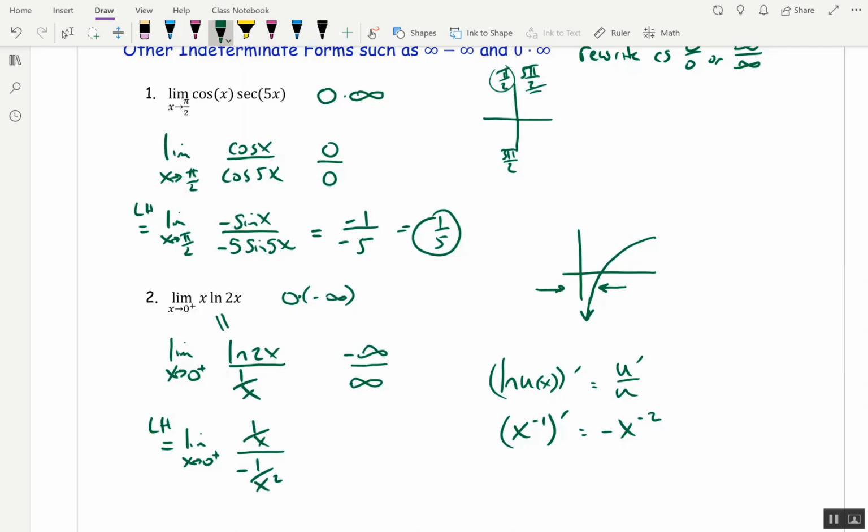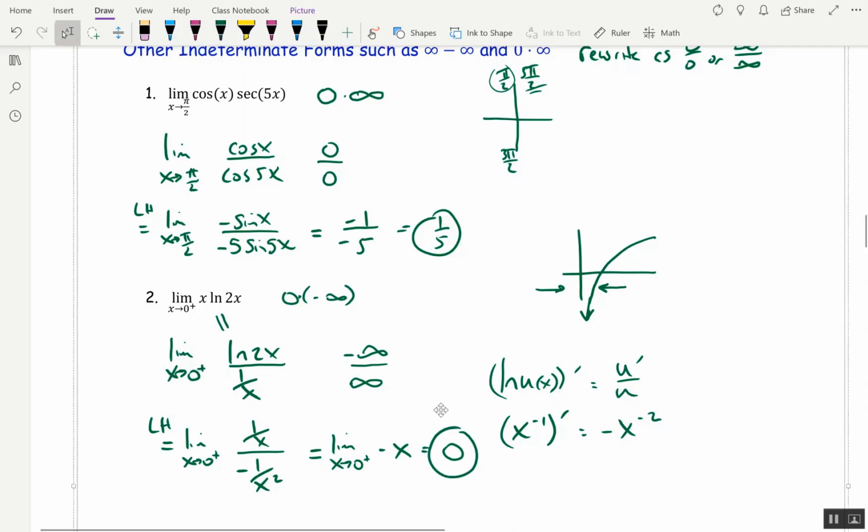Now the important thing is when you use L'Hopital's rule and you get something crazy like this, simplify before you do anything else, because you might not have to do anything else. And in this case, we don't. So I'm not using L'Hopital's rule anymore. I'm just going to simplify this. This is the limit as x goes to 0 from the right of negative x. Okay, well that's 0. So our answer is 0.